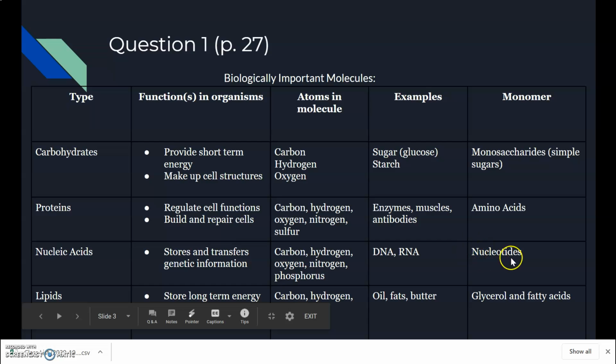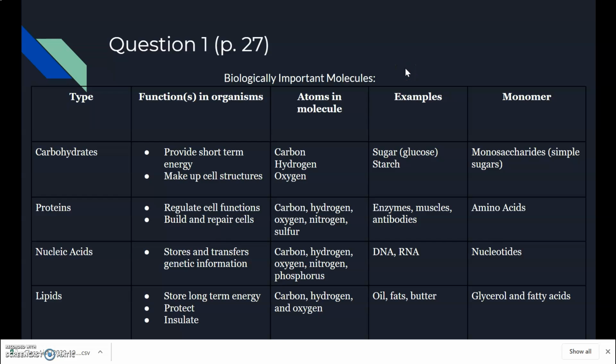And the building block of this is going to be nucleotides. Okay, so a nucleotide is the brick. The nucleic acid is the whole wall. So if I get enough nucleotides together, I get the whole brick wall.